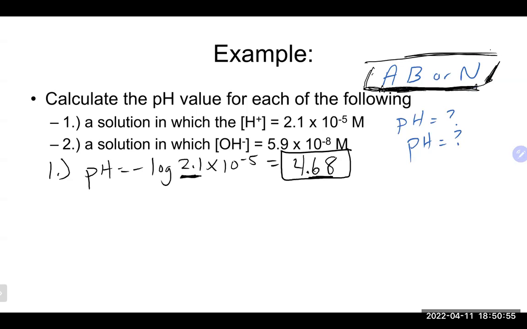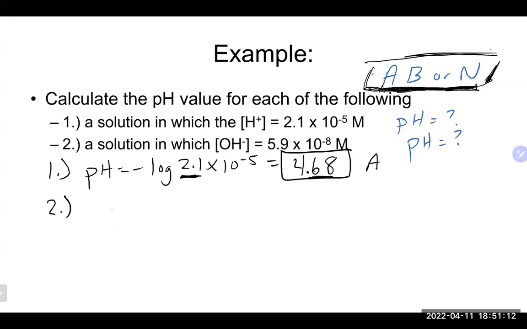Acidic, basic, or neutral, this one? This is acidic. It is less than 7. Yeah, so it's less than 7, so it would be acidic. Any questions on that one there? All right, take a look at number 2 here.